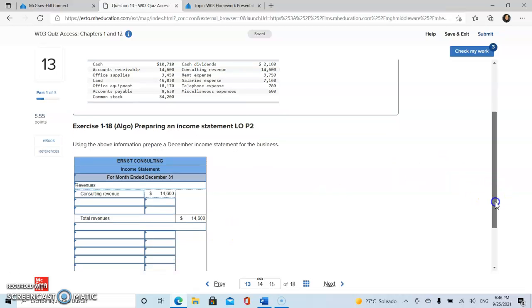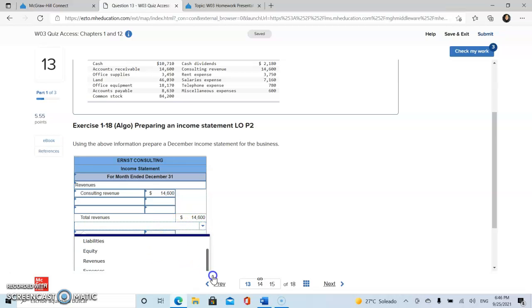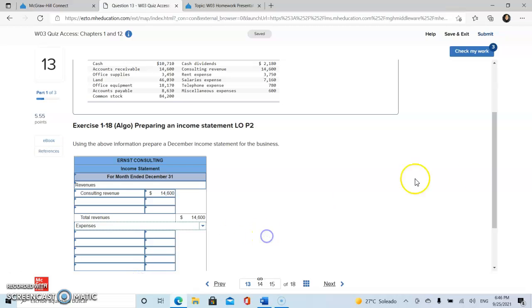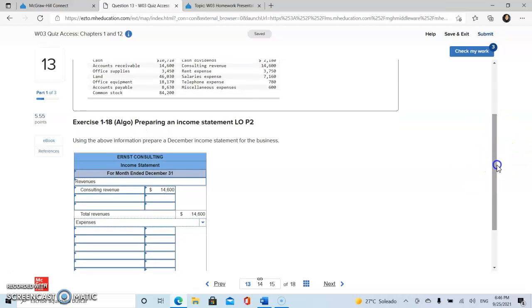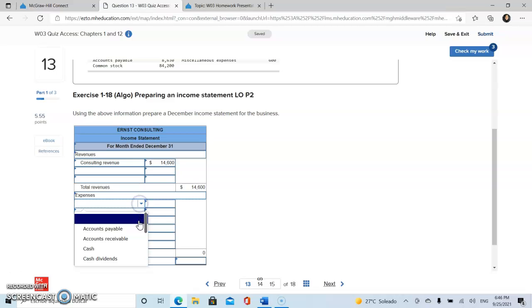Then we're going to proceed with our expenses. So an expense is the money spent or cost incurred by a business in their effort to generate revenues. As we see in our list right here, we have rent expense, salary expense, telephone expense, and miscellaneous expense. So we're going to list those items over here. We're going to start with miscellaneous for the amount of 600.